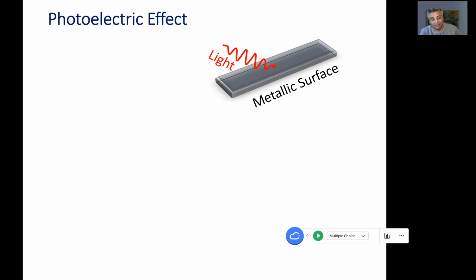So now we're going to be talking about another experiment to explain that phenomenon. We needed this quantum nature of energy, okay? Without that, it wasn't possible to explain that. So this is the photoelectric effect. So light hits the metallic surface, and then what happens here? It can eject electrons.